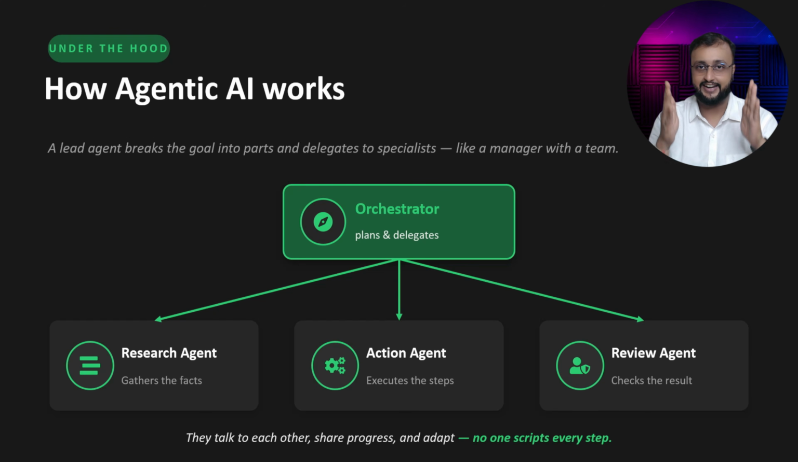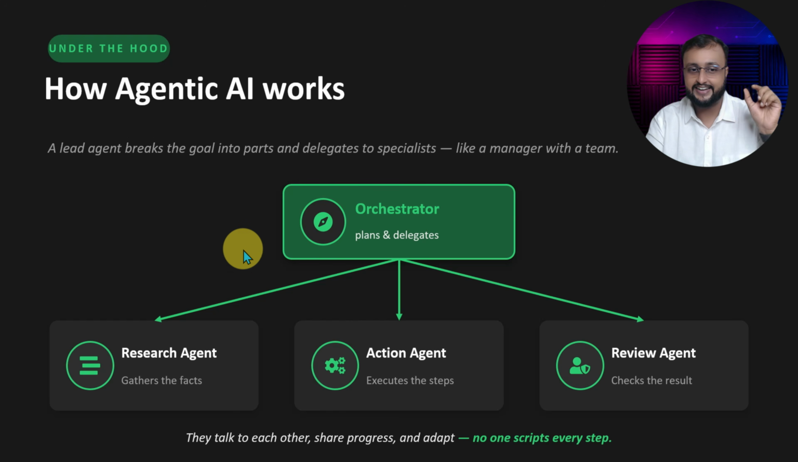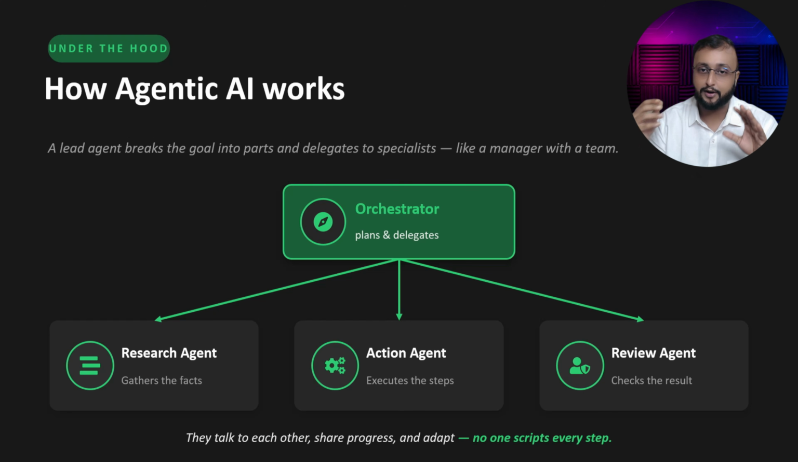So basically it starts orchestrating, it starts planning, and according to that, internally it calls the other expert agent that is connected over there. It can be any research-related thing, any action that needs to be performed, and finally it performs the overall review. The agents talk to each other, share progress and adapt, and no one scripts every step. So the combined result is what you see as your final output. That's an example of agentic AI. Nowadays, many agentic AI examples are available and you are already using them in your day-to-day activity. A perfect example is GitHub Copilot or Codex. Consider this as part of your understanding.